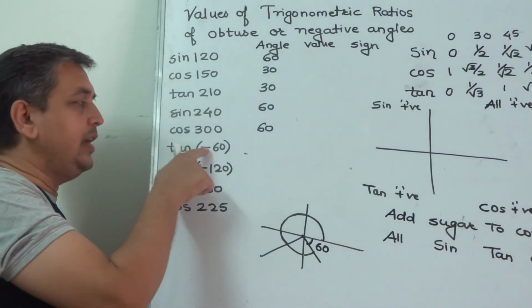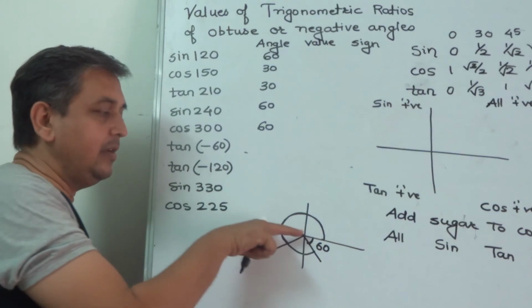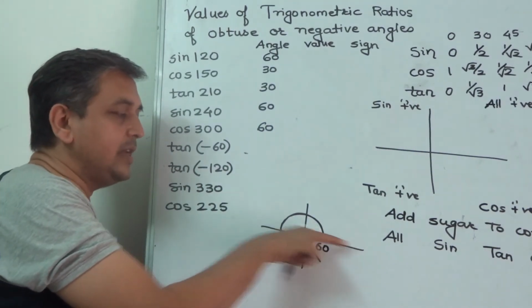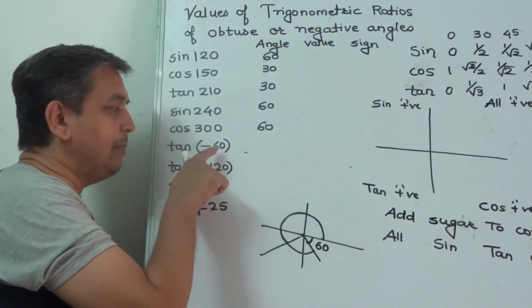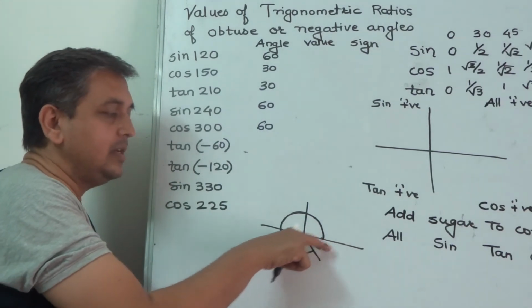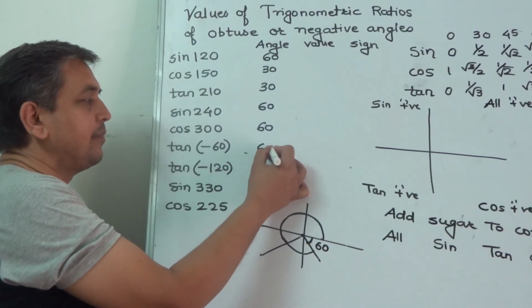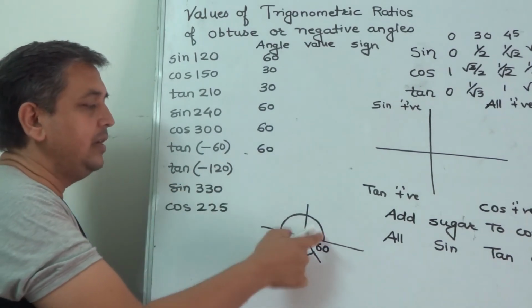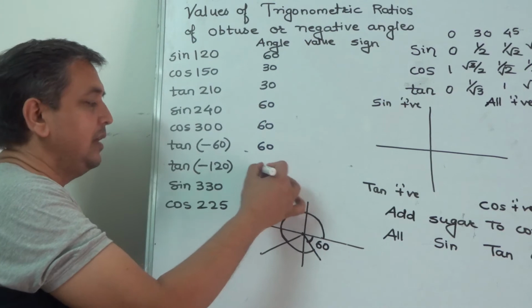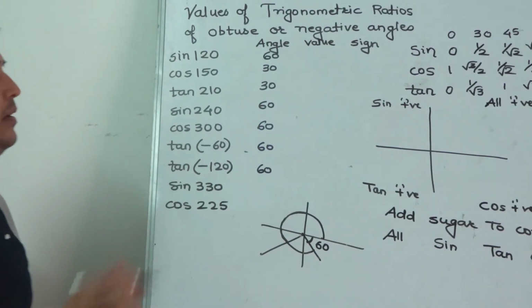Now these are for negative angles. Negative angle, we measure it in a clockwise direction. So this is 0 and minus 60 will be clockwise. So it is again 60 degrees with the x-axis. Minus 120 is again 60 degrees and so on.